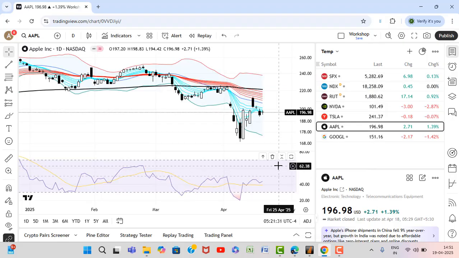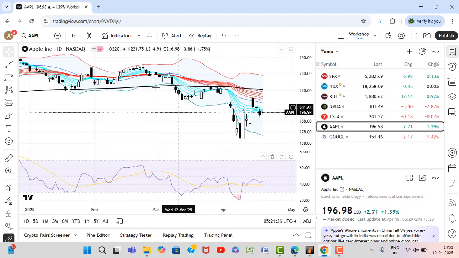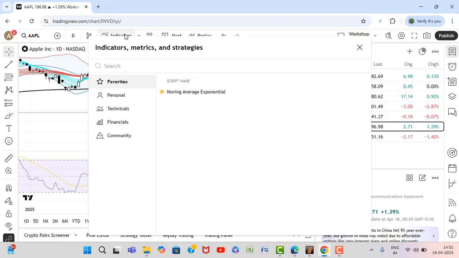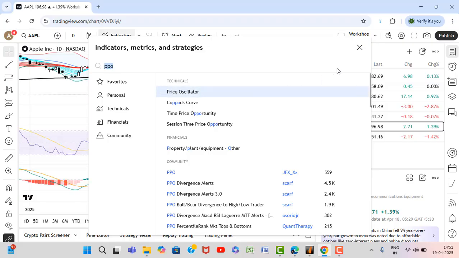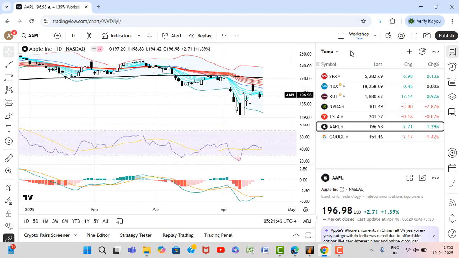I'll explain all these indicators to you later. This is called an RSI indicator, and the last indicator that we need to plot is a percent price oscillator, or a price oscillator. Basically, it's an MACD indicator, just that instead of an absolute difference in prices between the 12 and 26 moving averages, here we have a percentage difference between them.